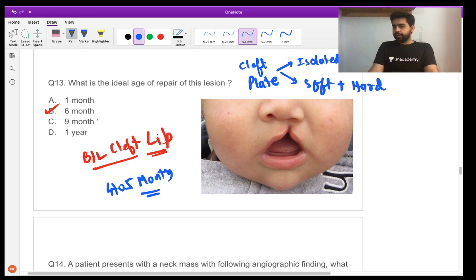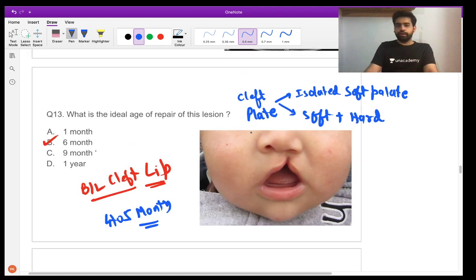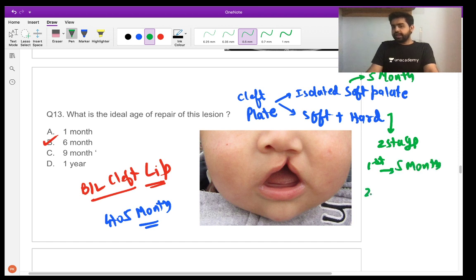Okay, see, isolated soft palate, it is not 9 months actually. It is around 4 to 5 months again. So the answer to this question is around 5 months. But if you have a soft plus hard palate, then when will you correct it? Here you will have to go for a 2-stage repair. In the first stage, you will repair the soft palate at around 5 months, and in the second stage, you will repair the hard palate, at around 18 months.